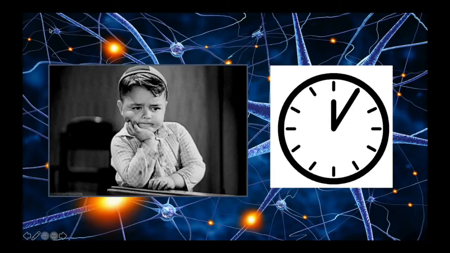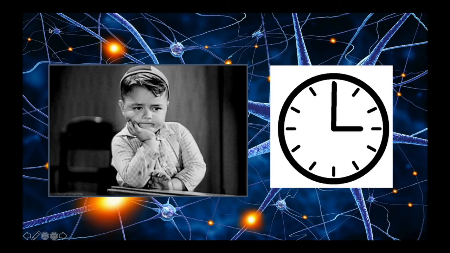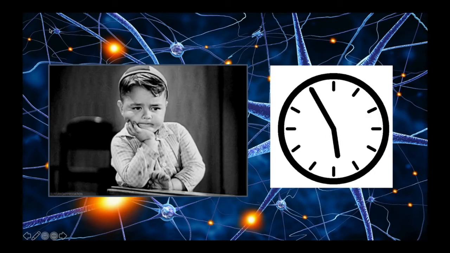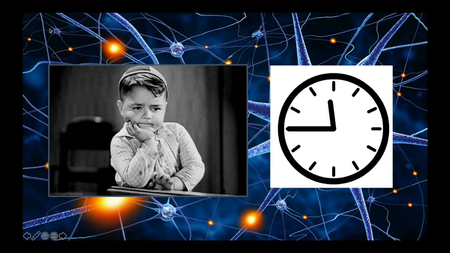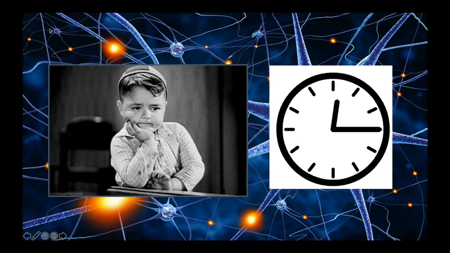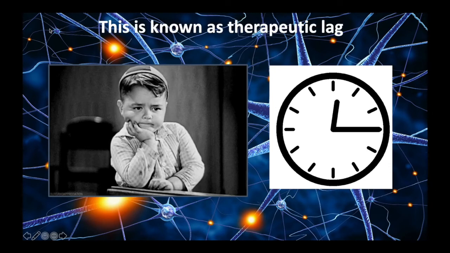Disease activity in MS is characterized by a mixture of inflammation and neurodegeneration. Clinically, this manifests as relapses and accumulation of disability. Treatments aim to reduce disease activity. We intuitively realize that after starting a treatment, there's a delay between the time of treatment start and the attainment of full clinical treatment effect. This delay is referred to as therapeutic lag.